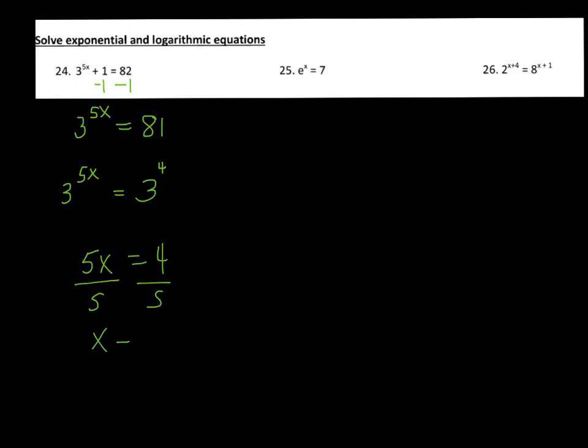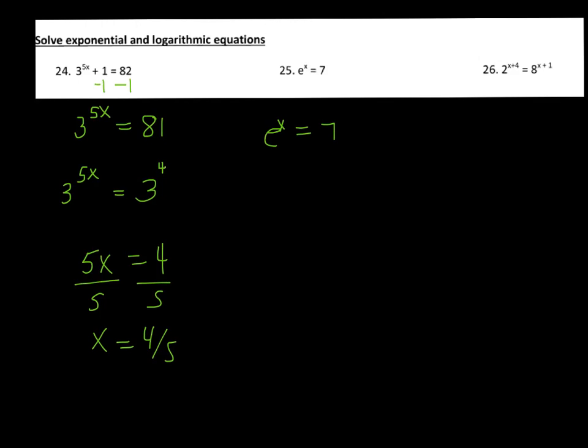So this first one, I'm going to solve for x by first subtracting 1 on both sides. And then I realize that 81 is 3 to the 4th, which is good because if both sides have the same base, that means that the exponents are equal as well. And so now I can just solve for x and get 4/5.